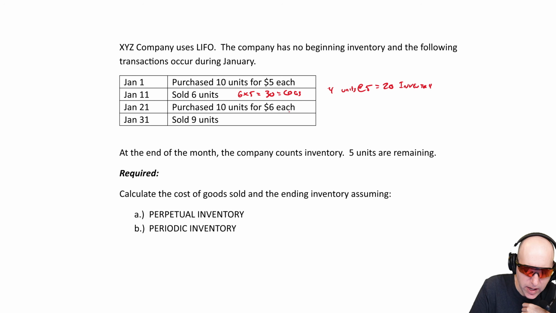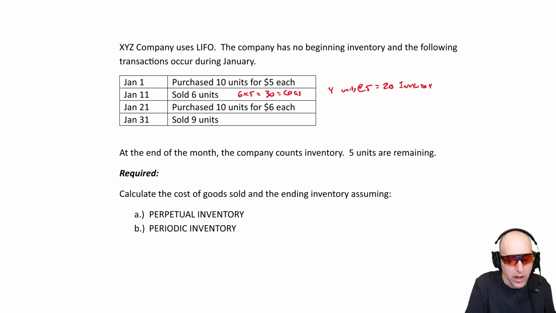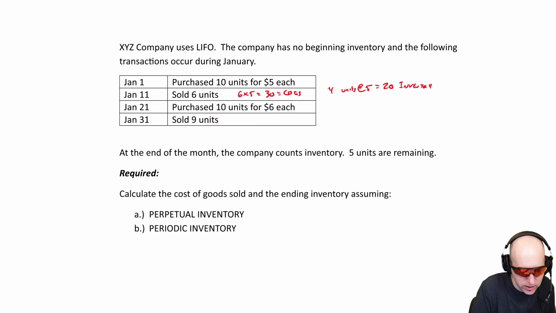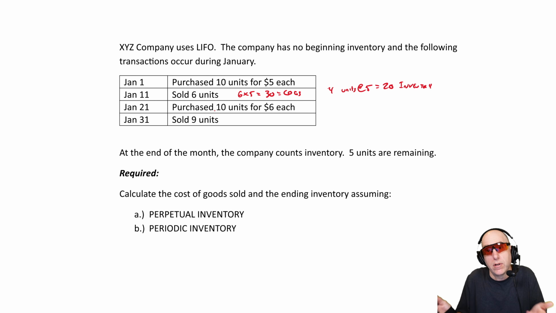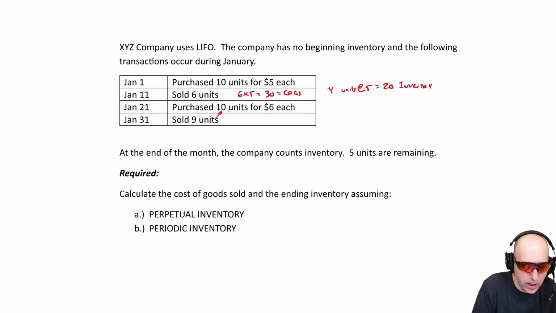Then I buy 10 more units for $6 each and I sell 9 shortly thereafter. Now, the question I have to answer is, which 9 units did I sell? Did I sell 9 of the most recently purchased ones, or did I sell some of the older ones I had left? The answer is, if I'm using LIFO, it's all the new stuff, last in, first out. I must have sold 9 of those, so I sold 9 at $6 each. 9 times 6 is 54, and that's my COGS on that deal.